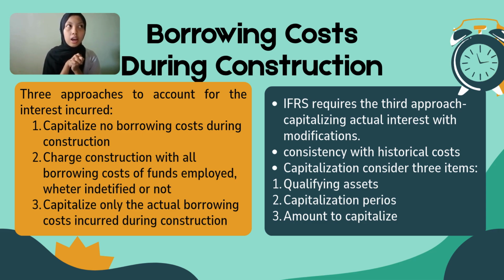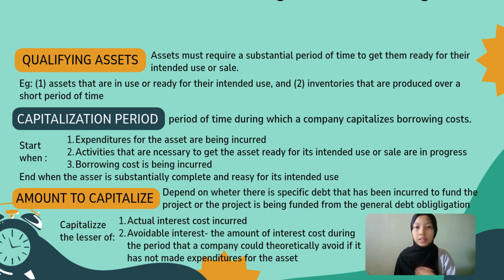Also, IFRS is using the two part approach, which is just charging construction with all borrowing costs of funds employed. So, before, when I was talking about borrowing costs during construction, the three items are qualifying asset, capitalization period, and amount to capitalize.